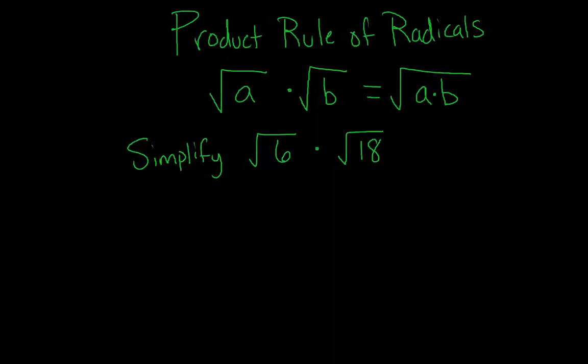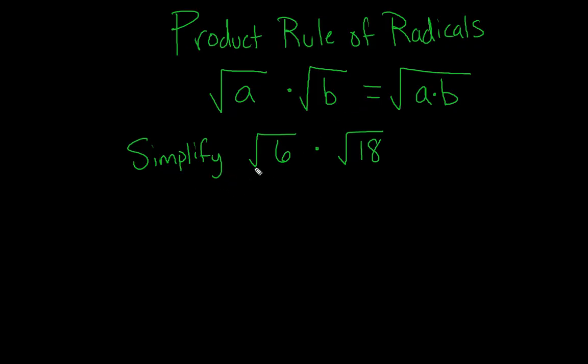Welcome everybody to this video on the product rule of radicals. If you recall, the product rule of radicals states that when we have the root of a number times the root of another number, that is equivalent to the root of those two numbers multiplied together. That's what this rule states. And we can use this to our advantage to simplify expressions with radicals.